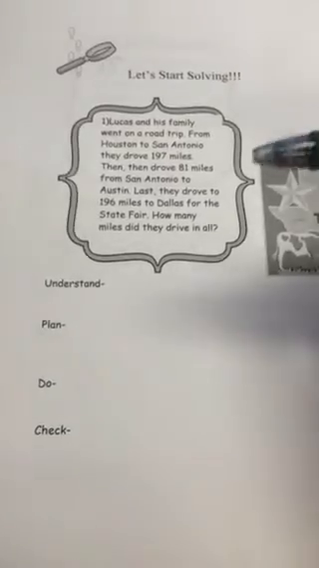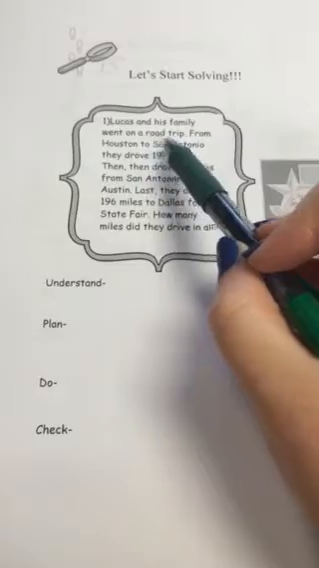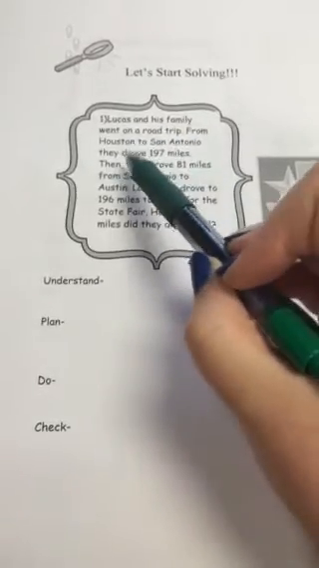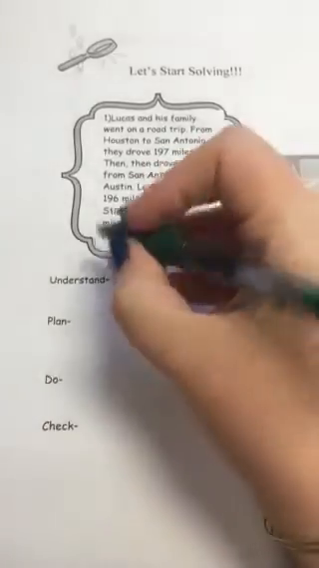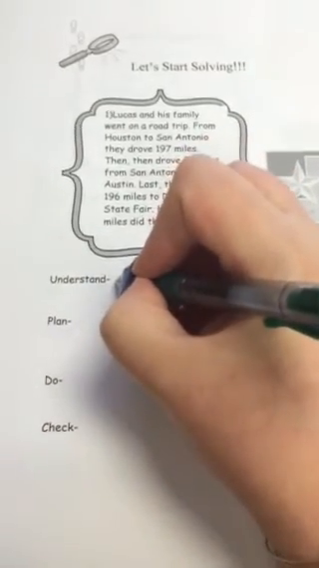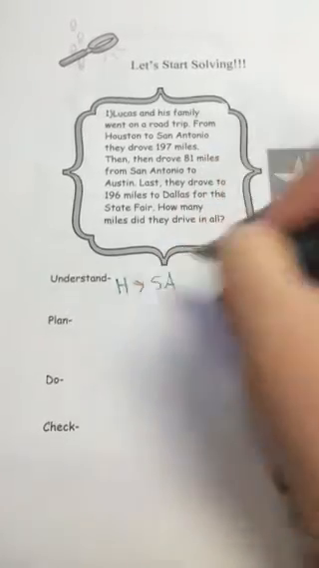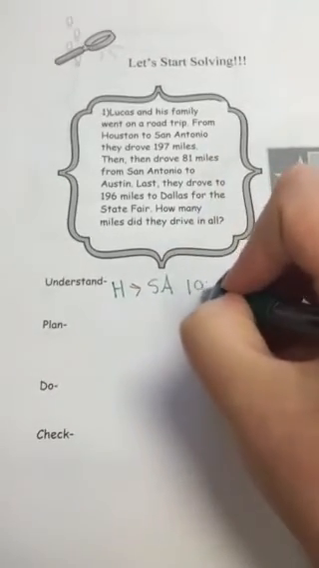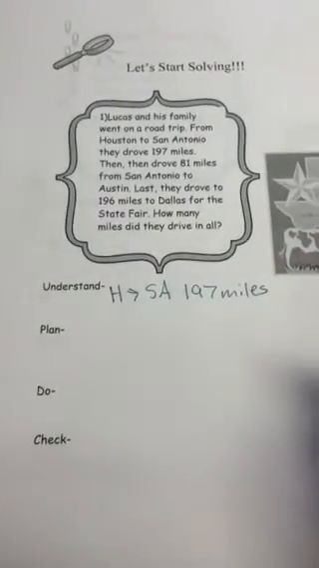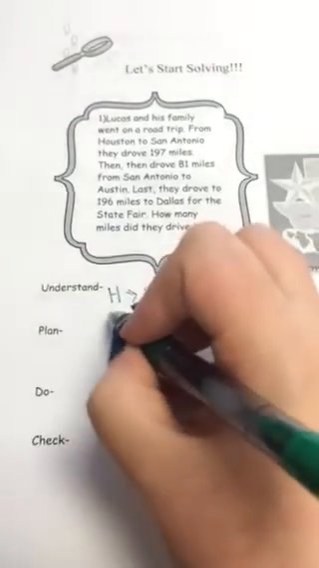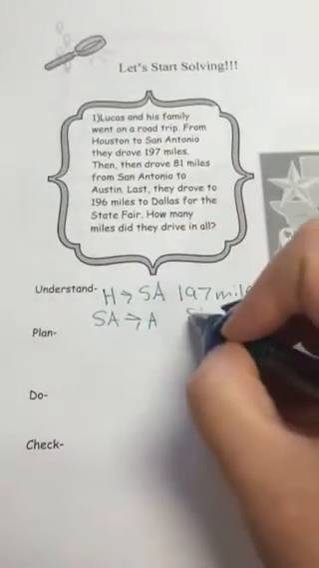Let's problem solve an addition problem. This problem says Lucas and his family went on a road trip from Houston to San Antonio. They drove 197 miles. So in the understand section, we want to write, we went from Houston to San Antonio and drove 197 miles. Then drove from San Antonio, so we'll put SA for San Antonio, to Austin and drove 81 miles.